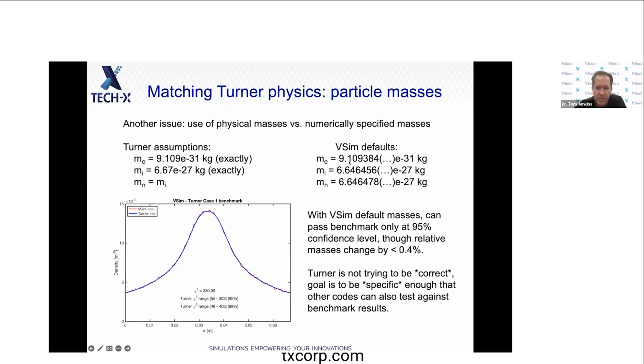But if we run the Turner benchmark using the default VSim masses, we will not get very good agreement. You can see that here our chi-squared is within Turner's 95% confidence interval, but not within the 99%. Oh, I said that backwards. Not within the 99% confidence interval, but only not within the 95. And so the takeaway here is that you can do correct physics with your code, but the correct physics may not be what's needed to match the benchmark. What you need is matching physics.